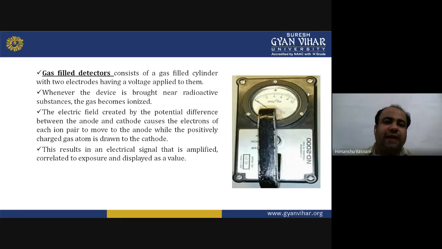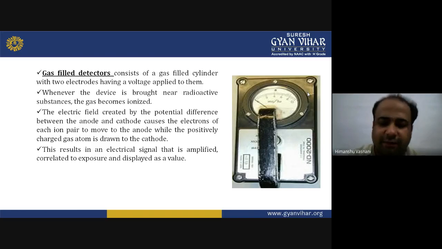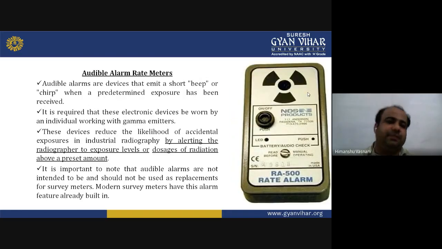Now these consist of a gas filled cylinder with two electrodes having a voltage applied to them. Whenever the device is brought near radioactive substances, the gas becomes ionized. The electric field created by the potential difference between the anode and the cathode causes the electrons of each pair to move to the anode, while the positively charged gas ion is drawn to the cathode. This results in an electric signal that is amplified, converted to exposure and displayed as a value.